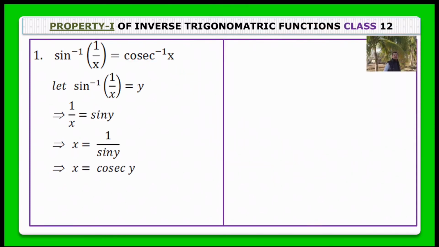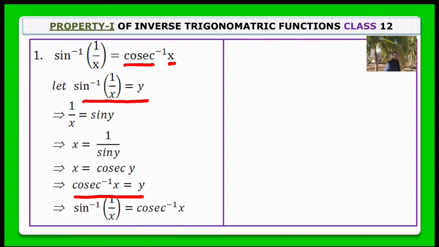Then we know that x is an element of the domain of cosec inverse, therefore we can write cosec inverse x equal to y. And from the first, we took sin inverse 1 upon x equal to y, and from the last, cosec inverse x equal to y, we observe that sin inverse 1 upon x equal to cosec inverse x. So this is the first part, and let us consider the third part: tan inverse 1 upon x equal to cot inverse x.